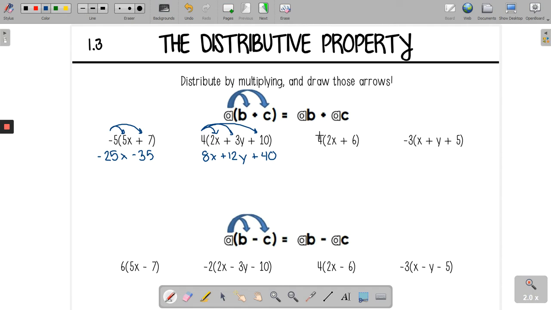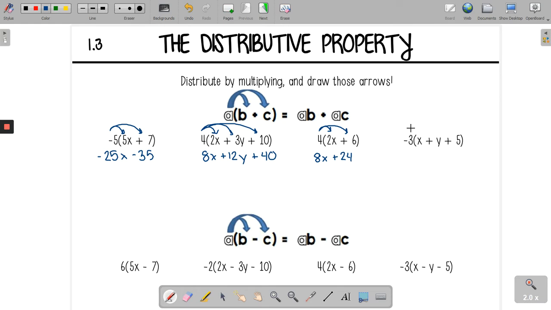The next problem, 4 times 2x plus 6. We're going to distribute the 4 into everything on the inside. So 4 times 2x gives us 8x. 4 times 6 gives us a positive 24.